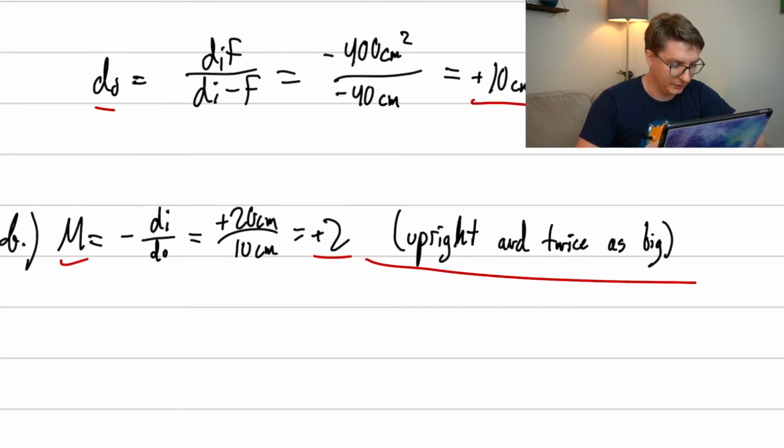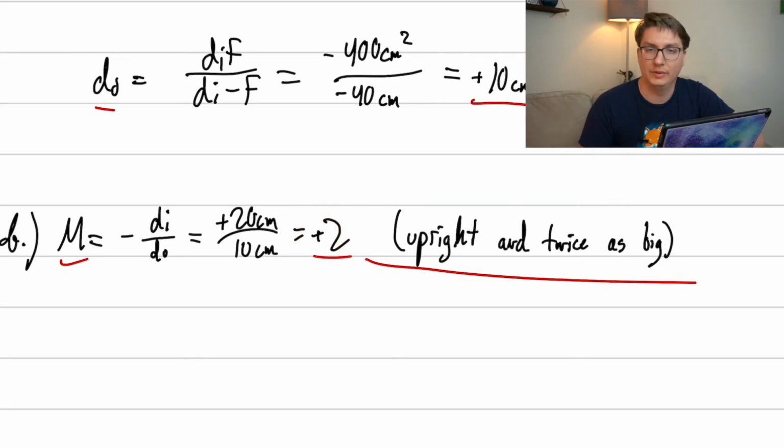So we want to figure out the magnification. We have both of these numbers. We just found the distance to the object. We put that in our equation, and we notice we get a +2. Positive for magnification means it's going to be upright, and 2 means it's going to be twice as big.